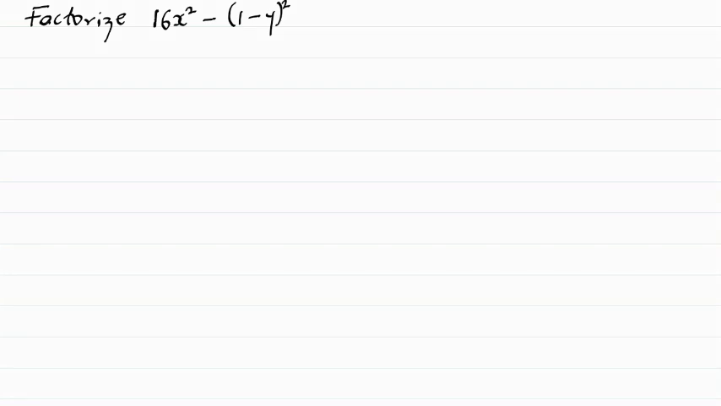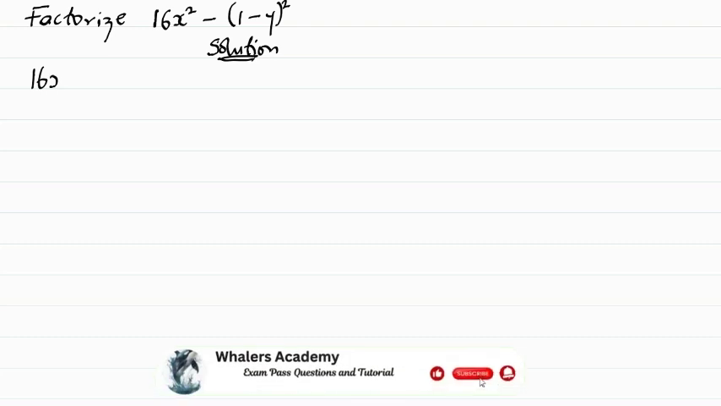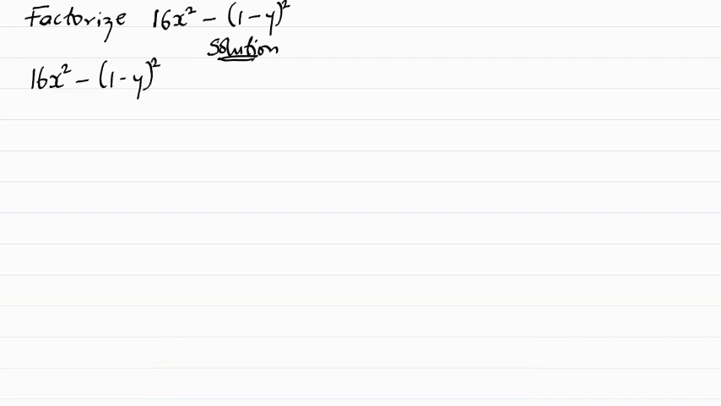Alright, welcome guys. We're given an algebraic expression from PCE year 2000, where we are asked to factorize 16x squared minus (1 minus y) squared. Quickly dive into our question by writing solution. Next, we copy out our algebraic expression: 16x squared minus (1 minus y) squared.